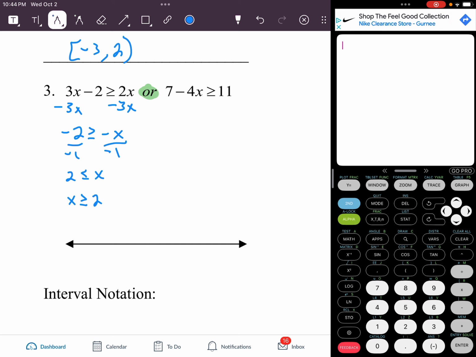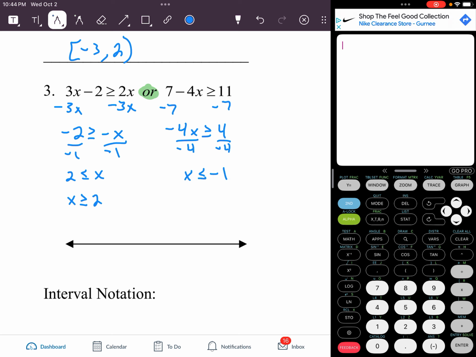And so the inequality is still pointing at 2, and now it's still pointing at 2 below it, so that's correct. On the right side, I'm going to subtract 7. -4x is greater than or equal to 4. Divide by -4. Again, because I'm dividing by a negative number, the inequality sign will flip around.